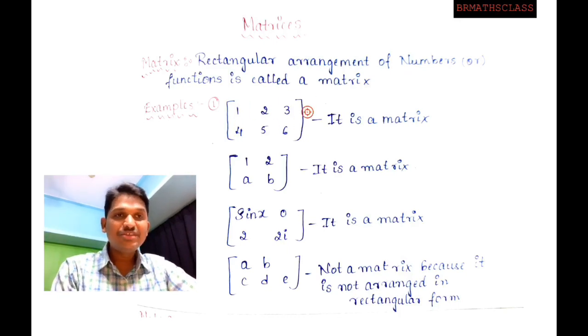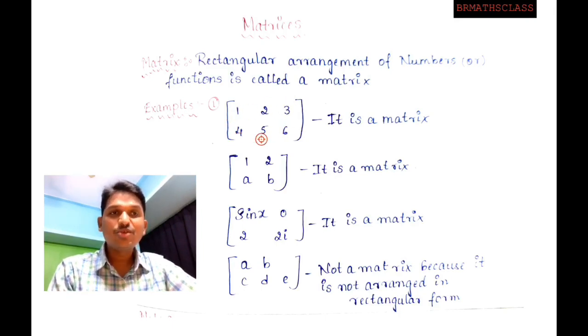For example, you see this arrangement. What arrangement is this? You join all these numbers, you can identify the shape of a rectangle. So this arrangement is a rectangular arrangement of numbers. That's why it is an example of a matrix. And whatever the numbers are there, they will be written in between the brackets like this. What we are learning? We are learning about matrix. Rectangular arrangement of numbers is called a matrix.